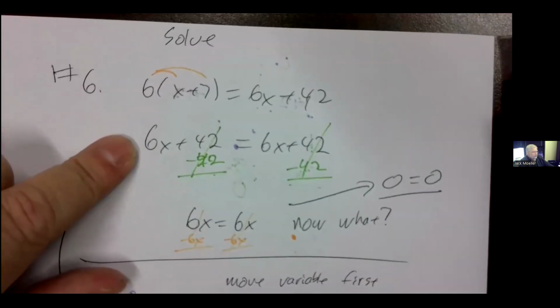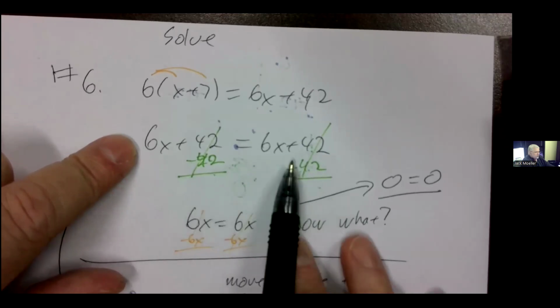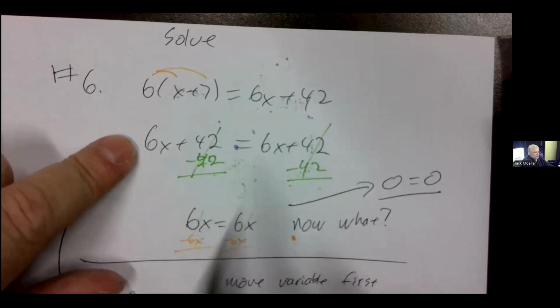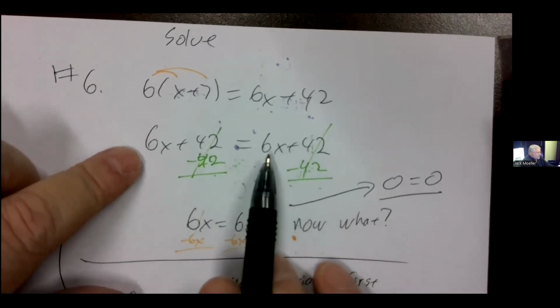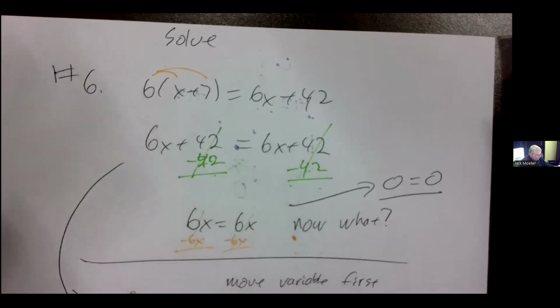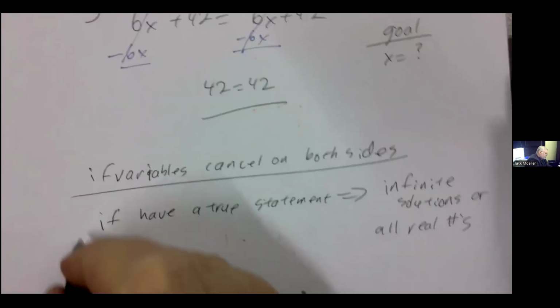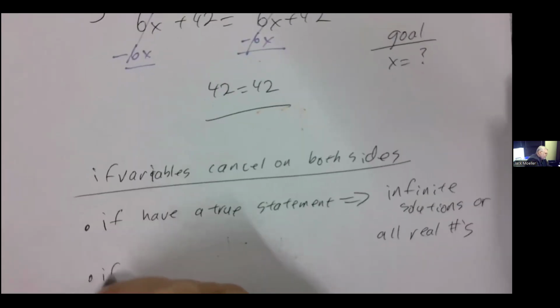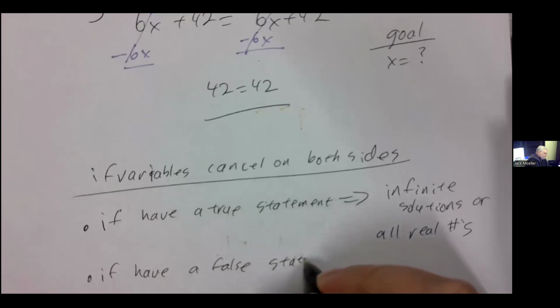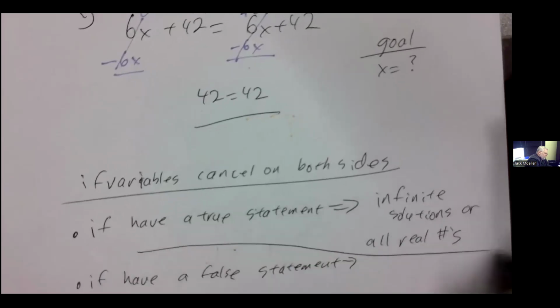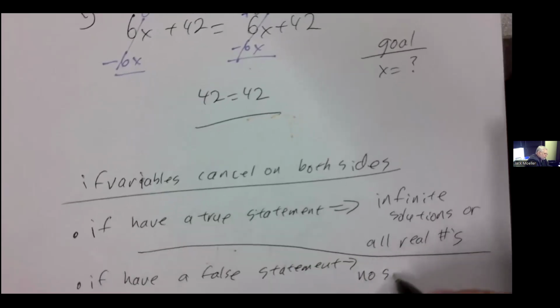If you look at this stage, we have 6x plus 42 on this side, 6x plus 42 on this side. We're doing the exact same thing to the number on both sides. Doesn't matter what you plug in for x, it's always going to work. Now, if you have a false statement, that tells you that there is no solution.